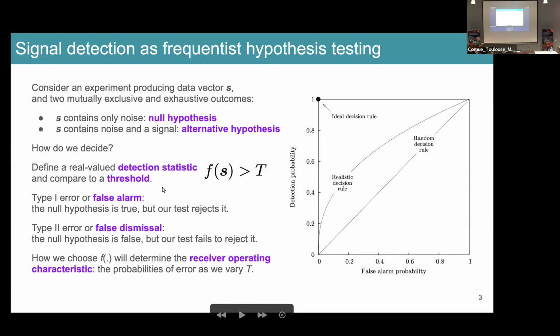Basically, you have a detector that is completely useless, or a data analysis method that is completely useless, which always gives you a random decision independently of the physical effect. And of course, we don't want to be in this situation.